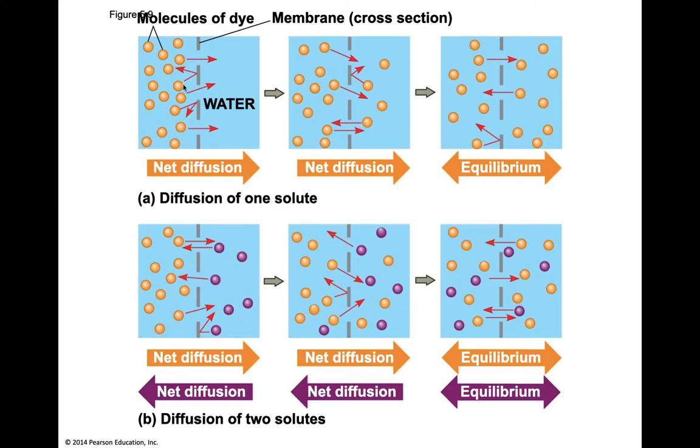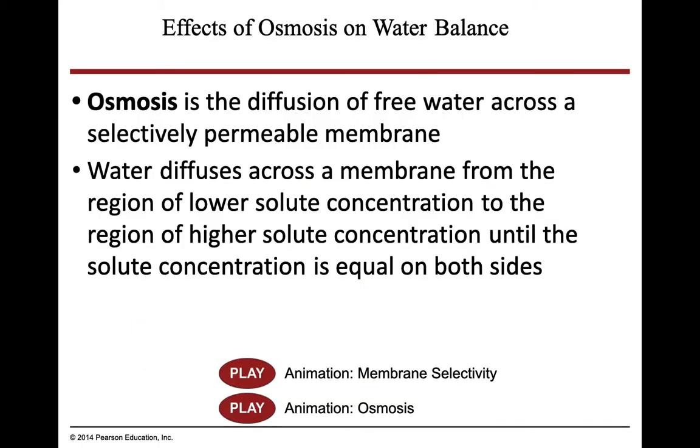So if I have two solutes of molecules in two different solvents, with water with no dye here and lots of dye here, it will randomly move until it reaches equilibrium. And the same can be true if we have two or more solutes in terms of reaching the equilibrium of concentration. Now, osmosis is the movement of water.